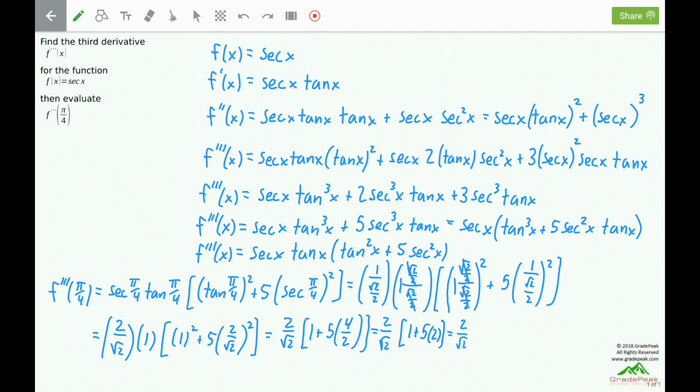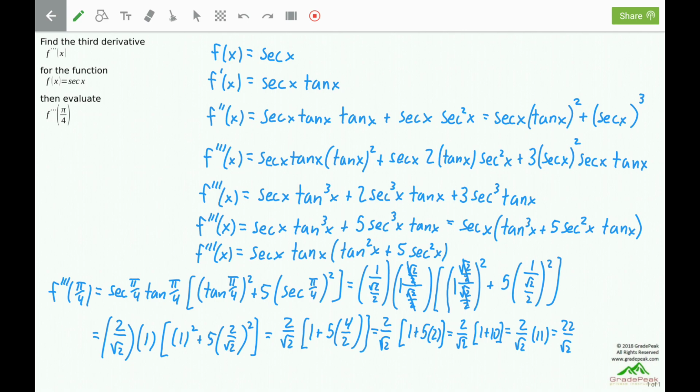So we have 2 over root 2 times 1 plus 10, or 11. So 2 over root 2 times 11, which gives us, multiplying the numerators and multiplying the denominators, 2 times 11 is 22, and then root 2 times the denominator of 1 under the 11, root 2. So 22 over root 2.